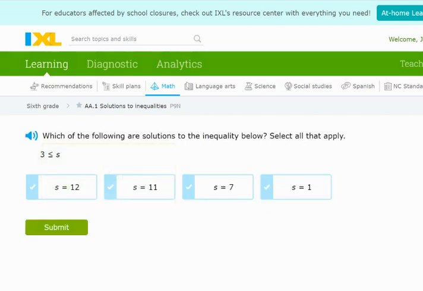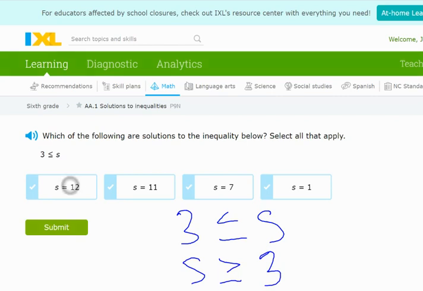In the next one, it says 3 is less than or equal to s. And so if we want to say this differently, we could reverse it and say that s is more than or equal to 3. And so we have to figure out what's more than or equal to 3. Well, 12 is more than 3, 11 is more than 3, 7 is more than 3, 1 is not more than 3.